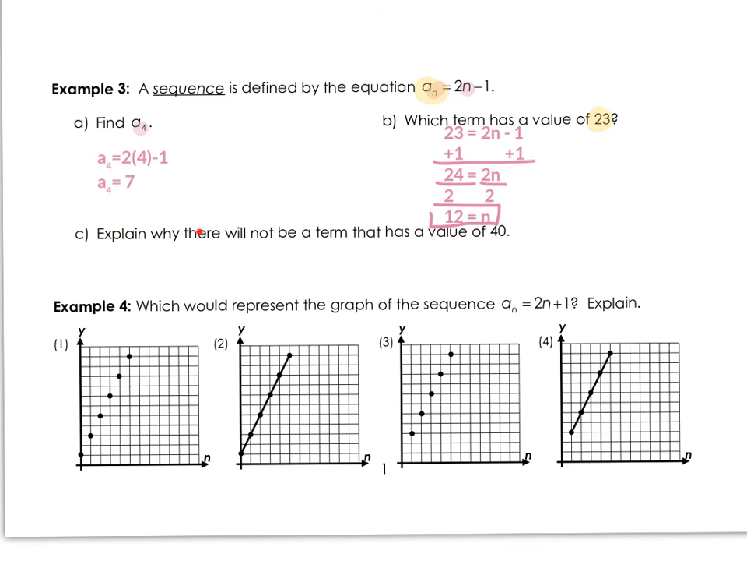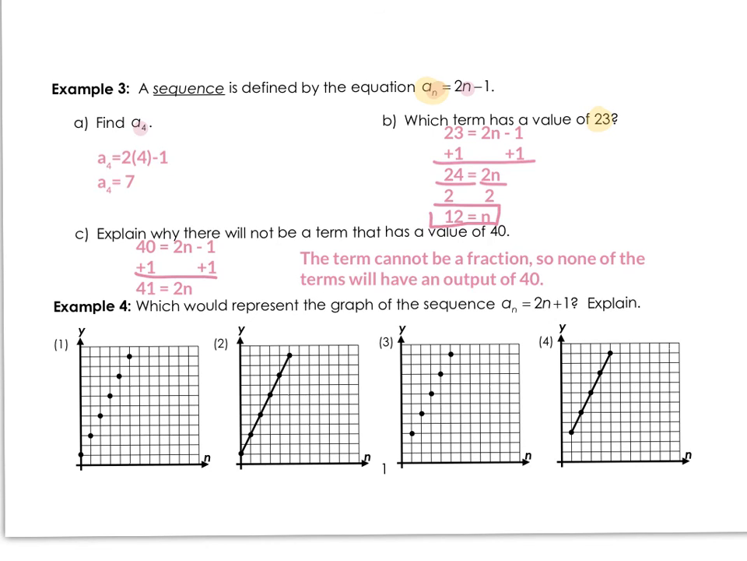Now this one says explain why there will not be a term that has a value of 40. Well, if we plug in 40 as the value, we can solve just like normal. So 40 plus 1 is 41. Now when I try to divide 41 by 2, I get a fraction. And remember we talked about how these are the counting numbers, so we can't have a fraction. So I just wrote the term cannot be a fraction, so none of the terms will have an output of 40. And this is the difference between sequences versus the equations.